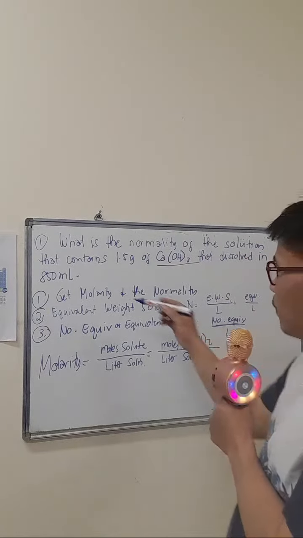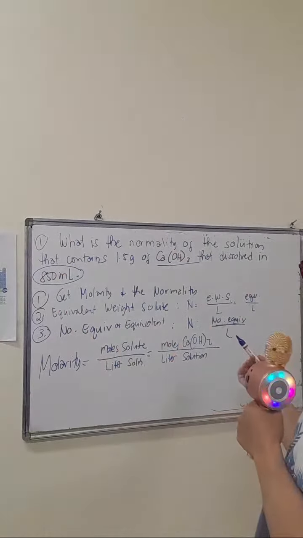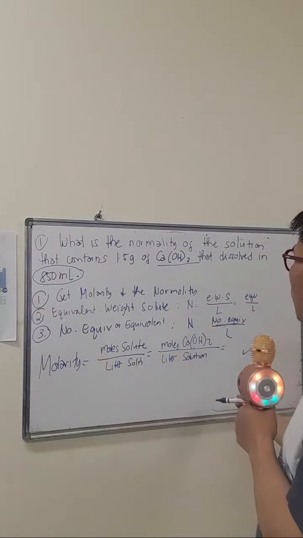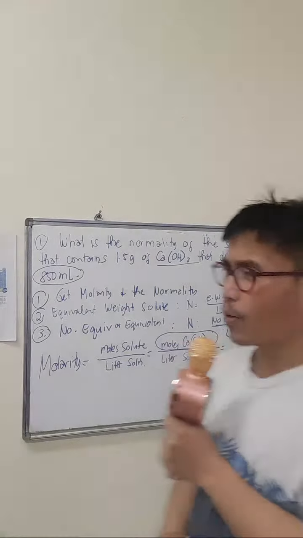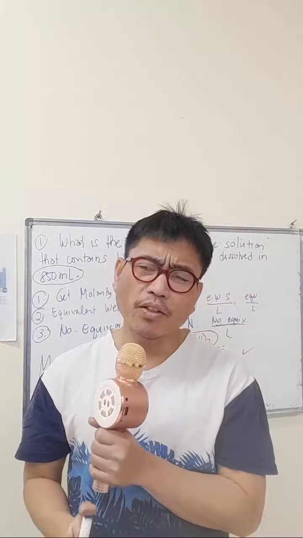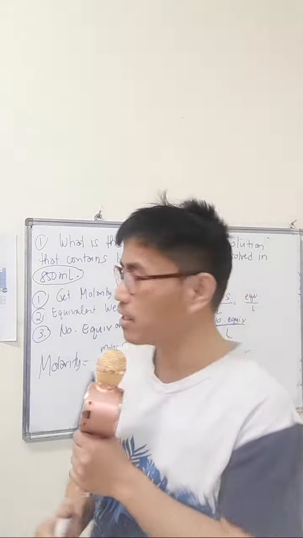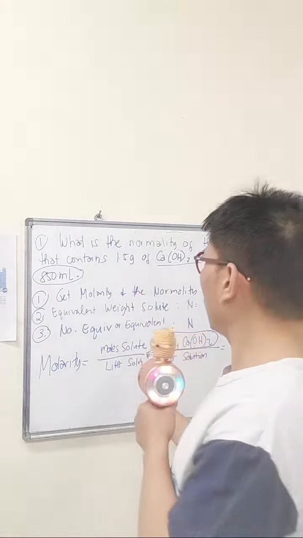So we have 850 ml. This is for the solution, not for the solvent. Check. Do we have the moles? We still don't have the moles. So the most direct way is to relate that to the molar mass, so that we can solve for the moles.